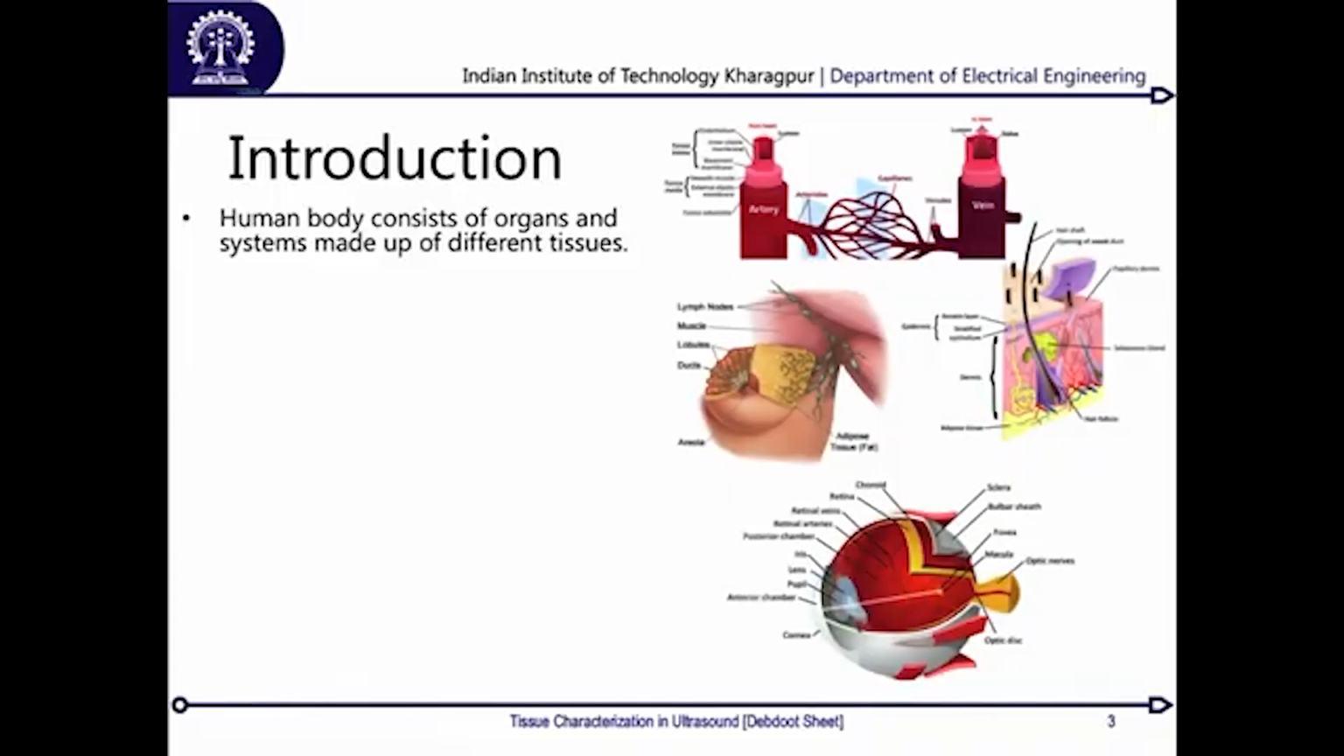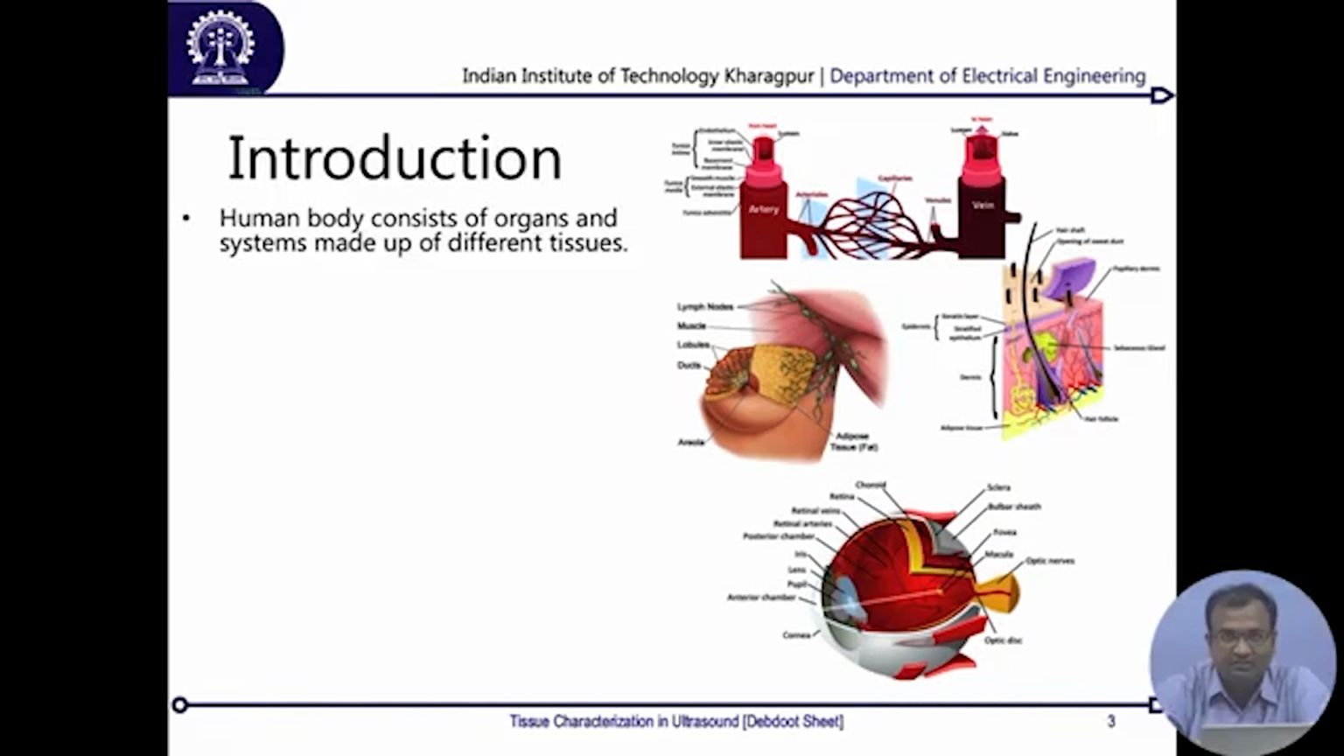So, let us start with a very basic introduction of what I meant by tissue characterization and what this whole idea is about. If you look at the human body, you have lots of organs, and they are made out of different kinds of tissues, and one of these kinds of tissues is called soft tissue. How they are characterized is pretty much simple.